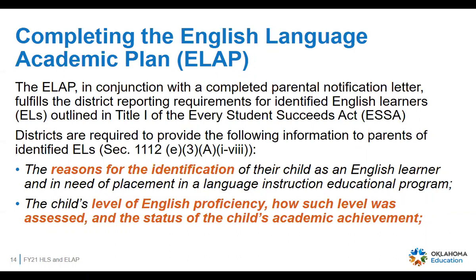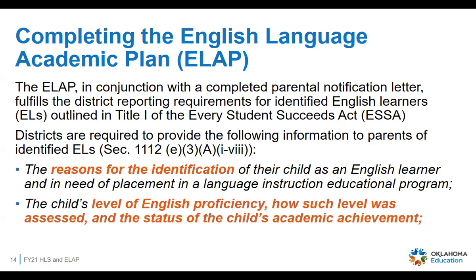Okay, to move on then, once an English learner has been identified, then you are required to complete an English language academic plan for that student, or an ELAP. And this is a requirement under federal law. So the ELAP, together with a completed parental notification letter, fulfills district reporting requirements for identified English learners, outlined in Title I of the Every Student Succeeds Act, or ESSA.